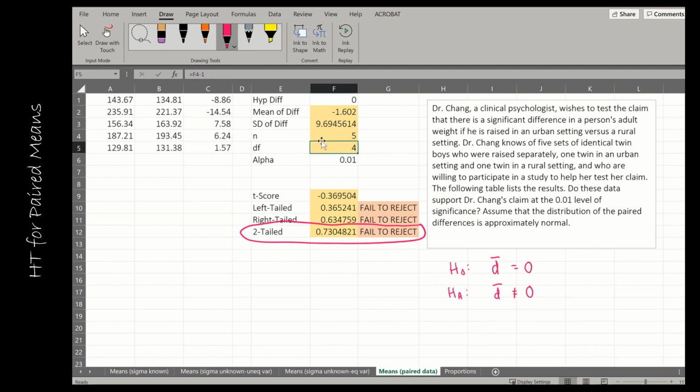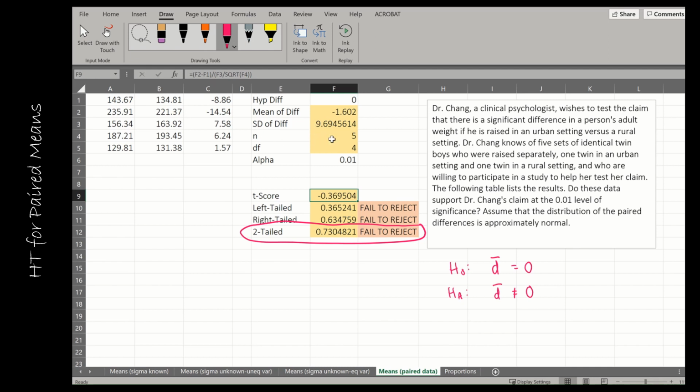Degrees of freedom is just n minus 1, just like it was last week for our one sample tests. And then alpha is 0.01. So again, the t-score is really easy, especially after that last example we just did. The t-score is just the observed of what we have found, which is the mean of the differences, minus what we expect the differences to be, which is usually 0, divided by the standard deviation divided by the square root of the sample size.